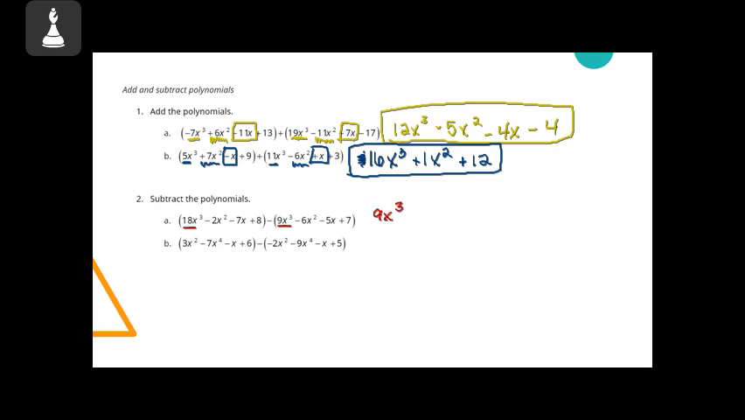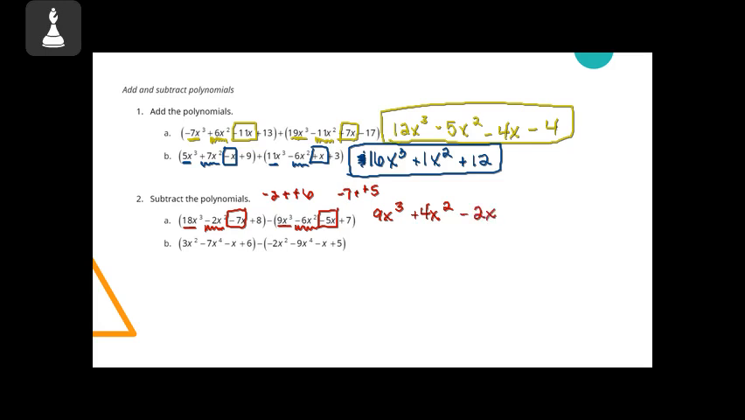Now I have negative 2x squared, and I want to subtract negative 6x squared. Well, if I do that, negative 2 minus negative 6, that becomes plus 6. So negative 2 plus 6 is 4x squared. Now I have negative 7x minus negative 5x. So negative 7 minus negative 5 turns into negative 7 plus 5, which gives me negative 2x. And the last one, 8 minus 7 is 1.